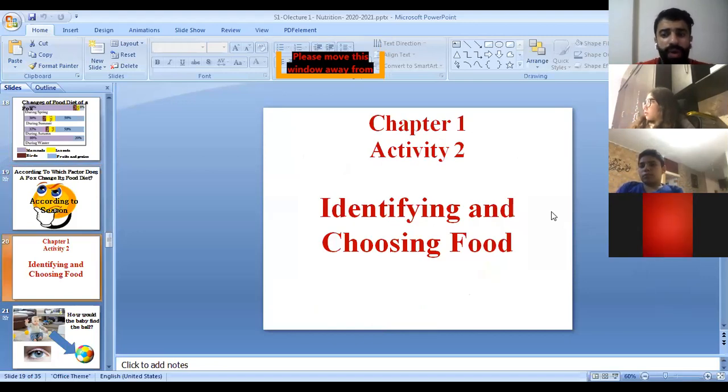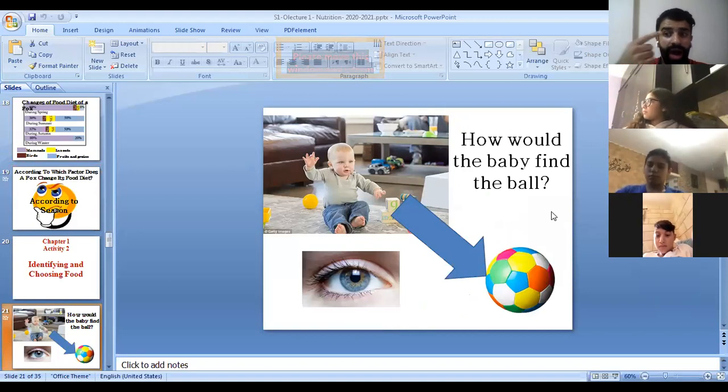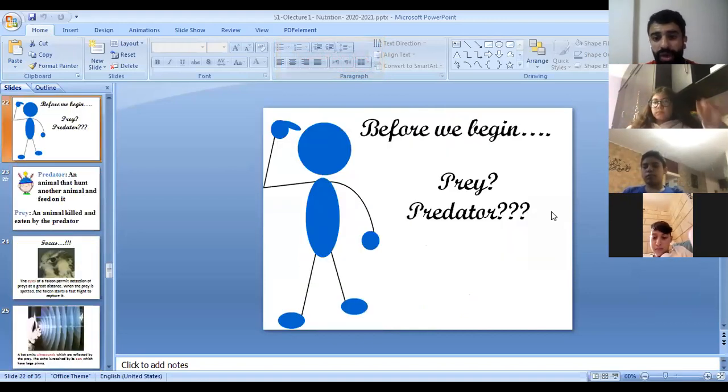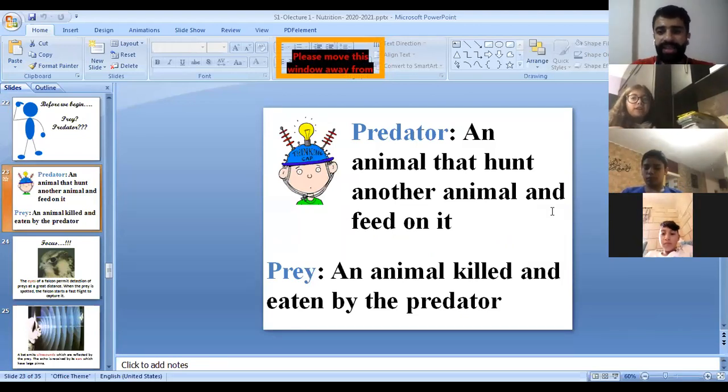Let's move to Chapter 1, Activity 2, identifying and choosing food. How would the baby find the ball? We'll find the ball using the eyes. So, before we begin, what is the meaning of prey and what is the meaning of predator? A predator is an animal that hunts another animal and feeds on it. For example, we have, let's say, the lion.